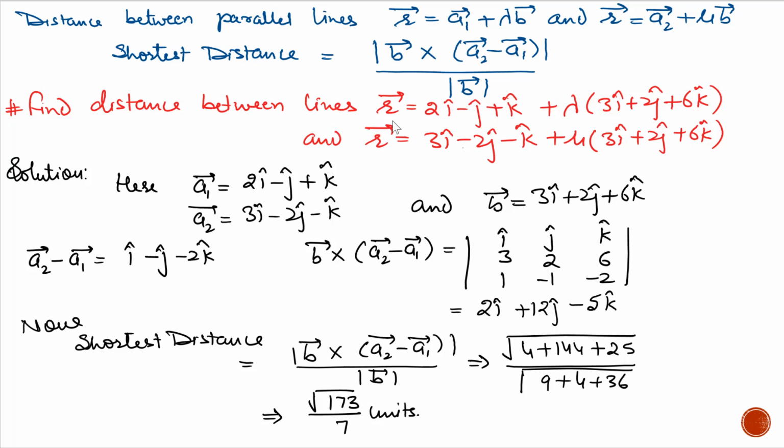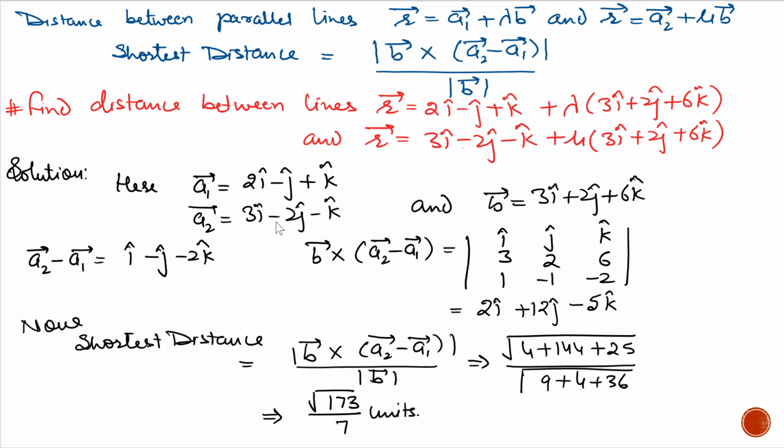Find the shortest distance between lines r vector equals 2i minus j plus k plus lambda times (3i plus 2j plus 6k), and r vector equals 3i minus 2j minus k plus mu times (3i plus 2j plus 6k). These two lines are parallel because direction ratios are same. Here a1 vector equals 2i minus j plus k, a2 is 3i minus 2j minus k, and b vector equals 3i plus 2j plus 6k.